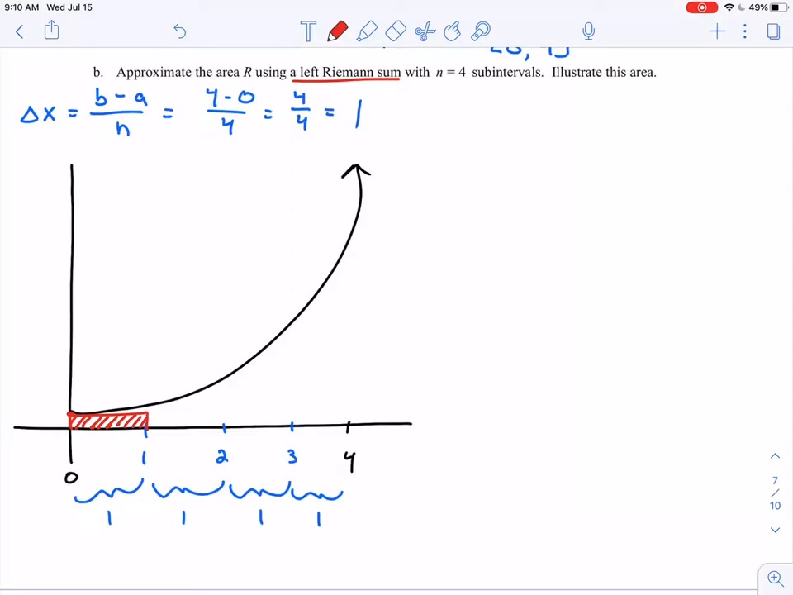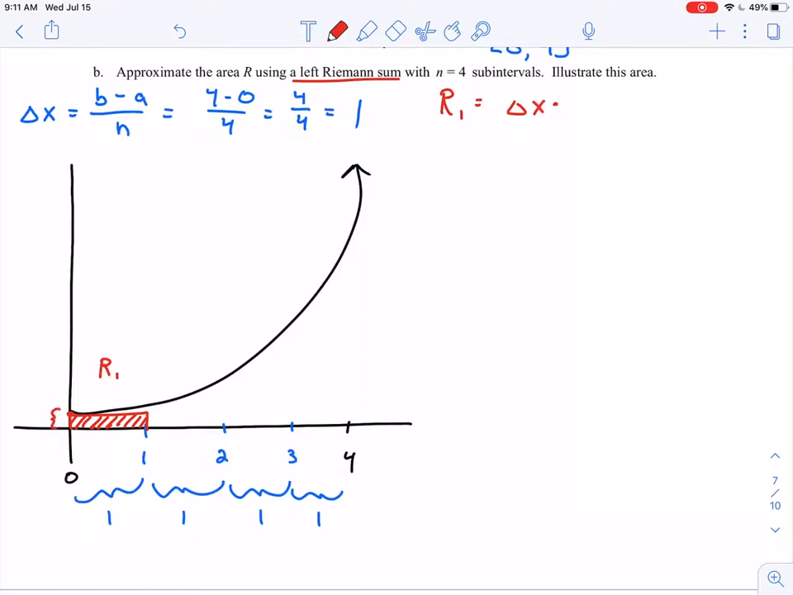I'm going to find the area of that rectangle. Actually, how about we call this rectangle 1. So if I want to find the area of rectangle 1, that's just the length times the width, or let's call it base times height here. The base is just 1. Your base is always just delta x. So I'm just going to call it delta x for right now, times the height of my rectangle.